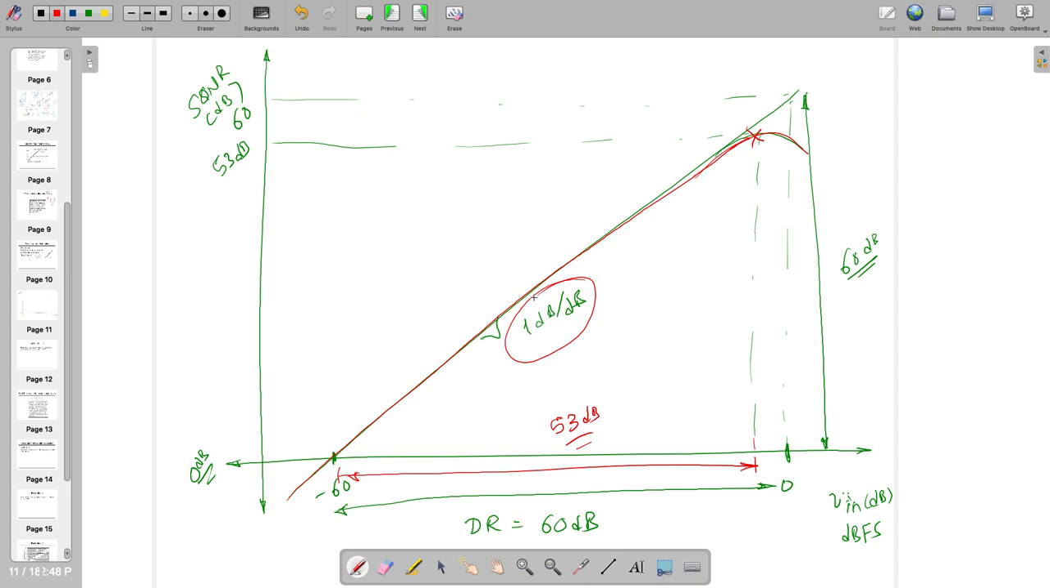If in your plot you are seeing something other than 1 dB per dB, it means you are making a mistake. There is no need to ask anyone. Directly by looking at your plot, you can say that it's wrong.